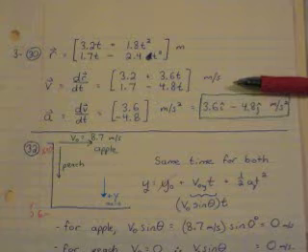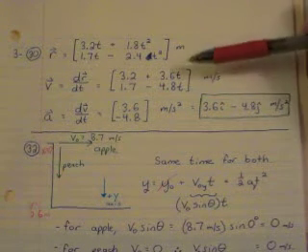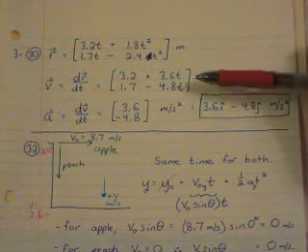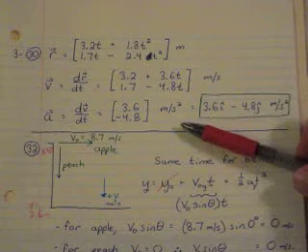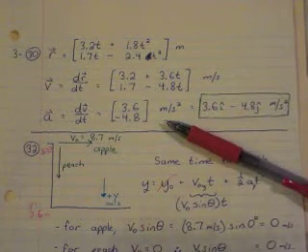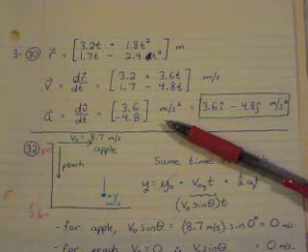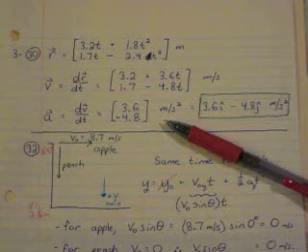Then acceleration is the derivative of that, which gives us 3.6 in the x component and negative 4.8 in the y component, meters per second squared. So I'll rewrite this in terms of unit vector notation. So I'll say 3.6 i hat minus 4.8 j hat, meters per second squared.